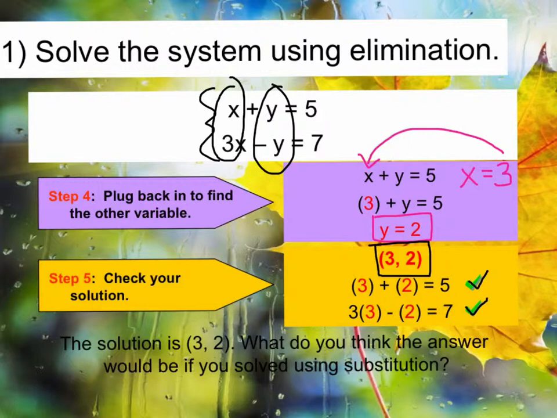So I have a follow-up question. The solution is (3, 2). What do you think the answer would be if you solved using substitution? Think about that and write a response inside your notes.